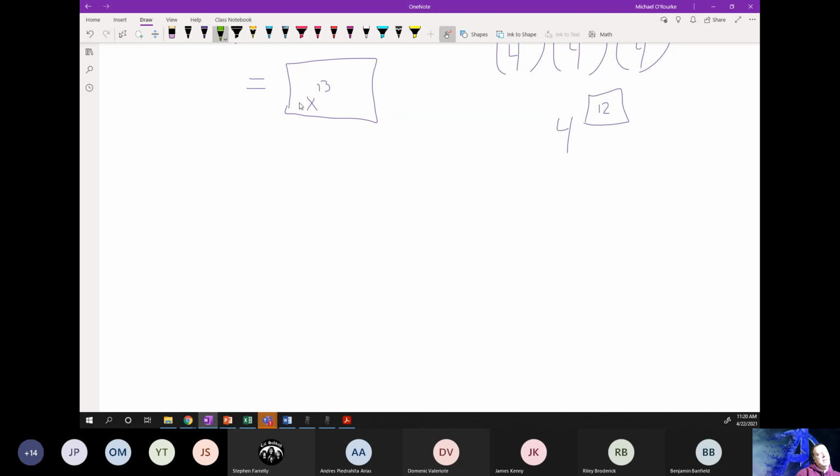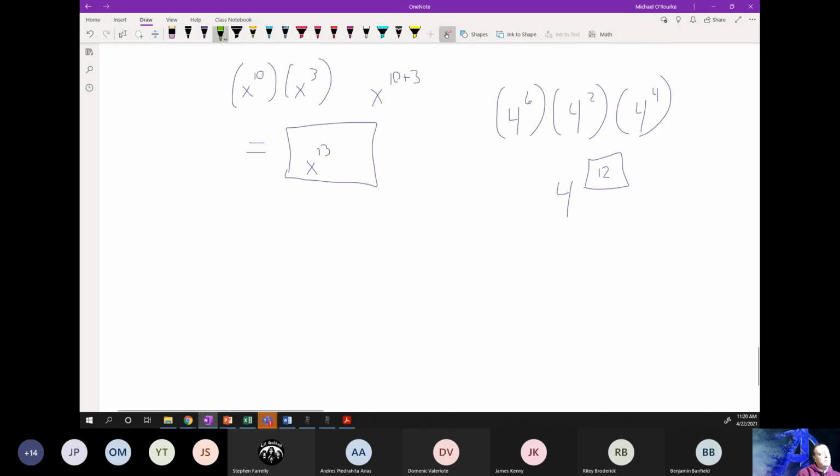Now, the thing here is, in order to add them, I could not do x to the 10 times 2 to the 4, because the bases, these are the bases here, are not the same. This would equal 2 to the 4 x to the 10. I can't combine them because the bases are not the same. Okay?